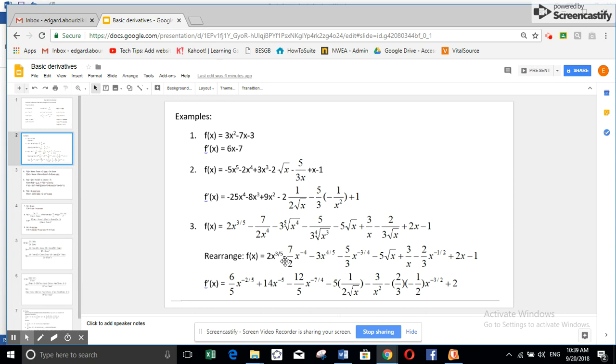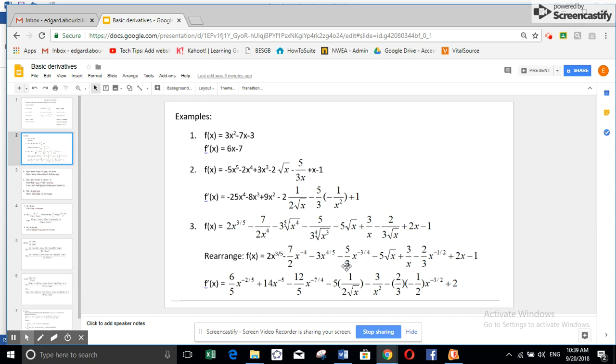So let us start. 3 over 5 times 2 is 6 over 5. You decrease the power by 1: 3 over 5 minus 1 is minus 2 over 5. Minus 4 times minus 7 over 2 is 14. You decrease the power by 1. Minus 3 times 4 over 5 is minus 12 over 5. 4 over 5 minus 1 is minus 7 over 4.